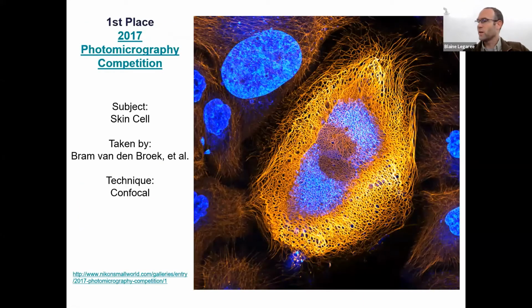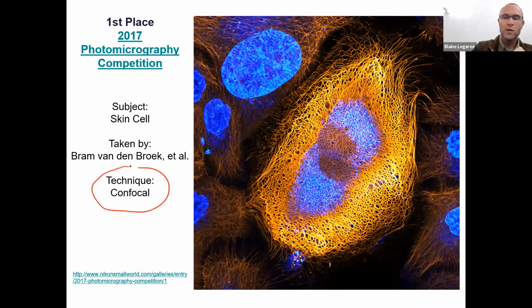If you take a look here, who is this? National Geographic? No, this is Nikon, and they have a photography competition every year. If you take a look, it says the technique is confocal. That means they're using lasers to get these very, very sharp images. Really incredible image of this cell. You can see the nuclei, you can see the cytoskeleton, and all sorts of other features on there. It's a skin cell, looks like.